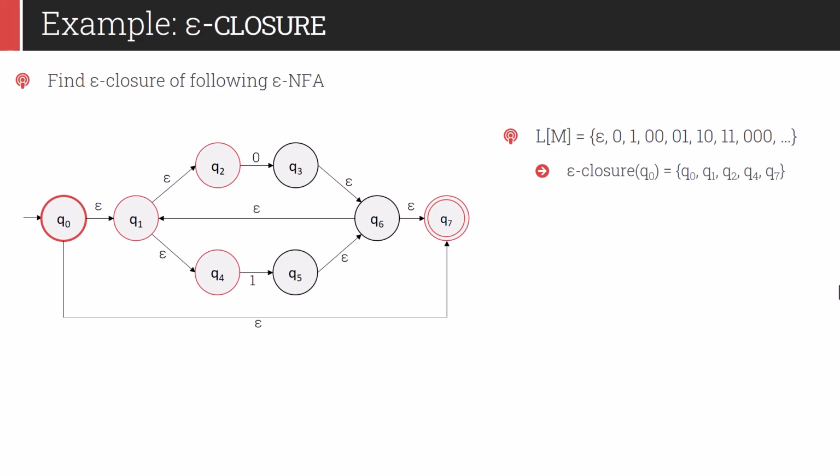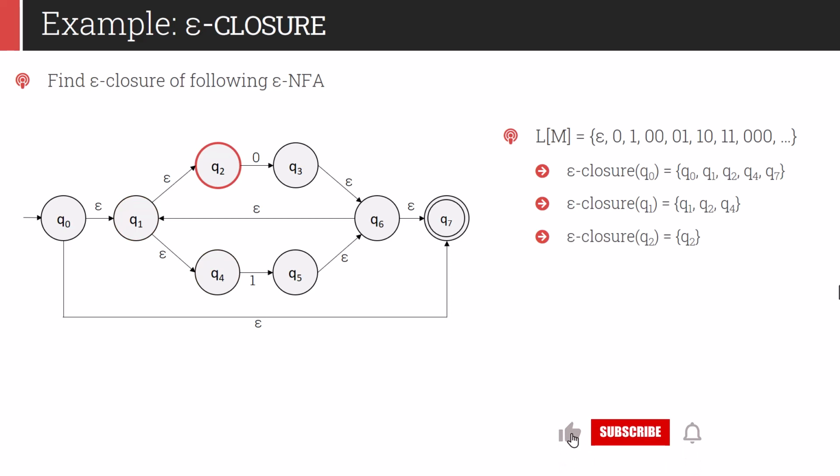So from Q0 we can move to Q1, from Q1 we can move to Q2 and Q4, and from Q0 we can also move to Q7 just by consuming epsilon. So all those states will form epsilon closure of Q0. From Q1 we can go to state Q2 and Q4 by reading epsilon. So the epsilon closure of Q1 would be Q1, Q2 and Q4.